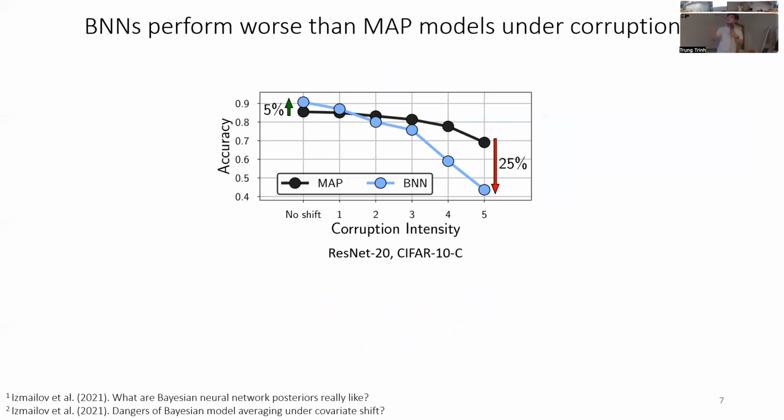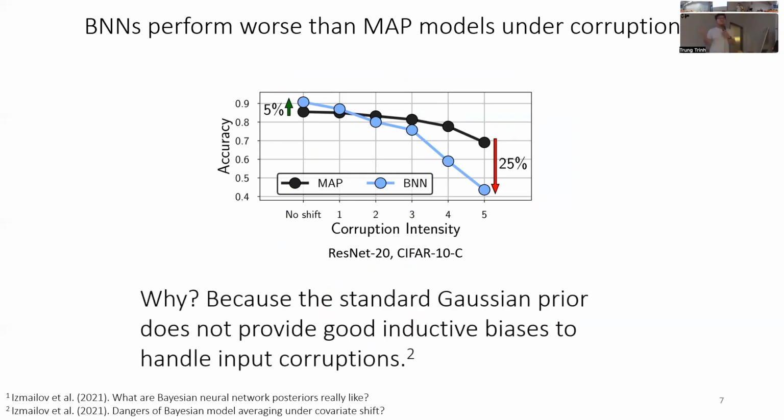However, a recent study showed that BNNs actually perform worse than the MAP model under corruptions. This is because in Bayesian neural networks, we usually use a Gaussian prior as the weight prior, and this prior does not have a good inductive bias to handle input corruptions.